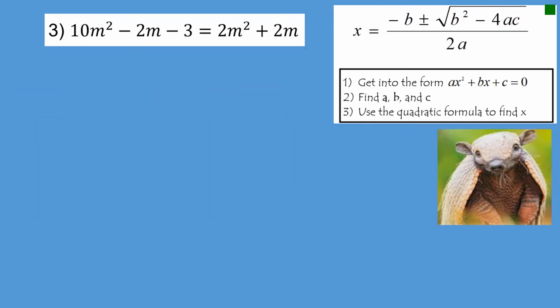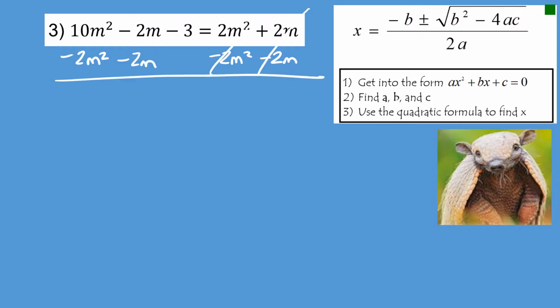Next slide. Ooh, look at this guy. He's going, oh my goodness, goodness, goodness. We got to move the 2m squared by subtracting 2m squared. It goes under the 10m squared. We got to subtract the 2m. It goes under the already negative 2m.